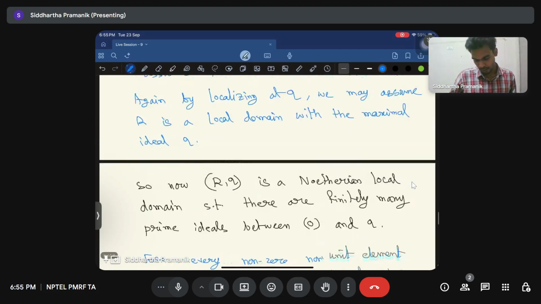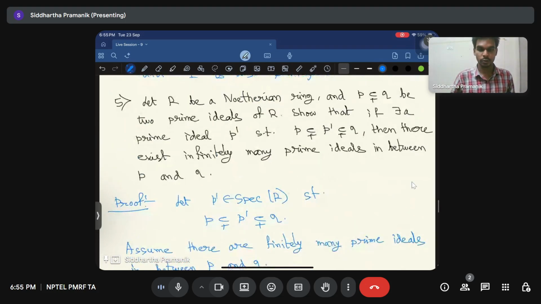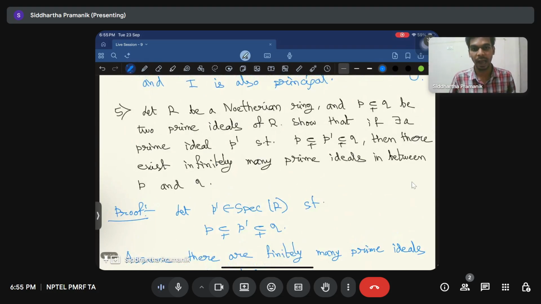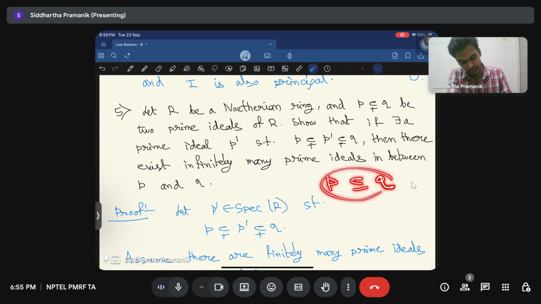So this problem is basically an application of Krull's principal ideal theorem and the prime avoidance lemma. So if you have a chain of primes, and in between P and Q you have one prime ideal, then there must be infinitely many prime ideals. So this is the fact.